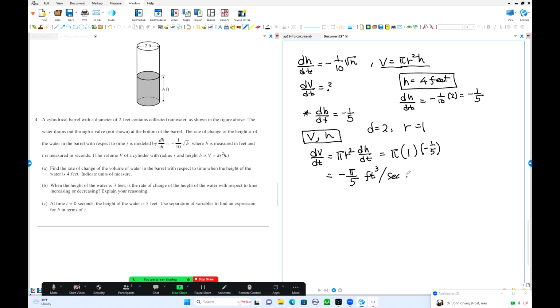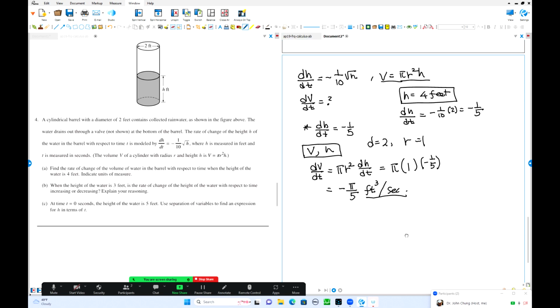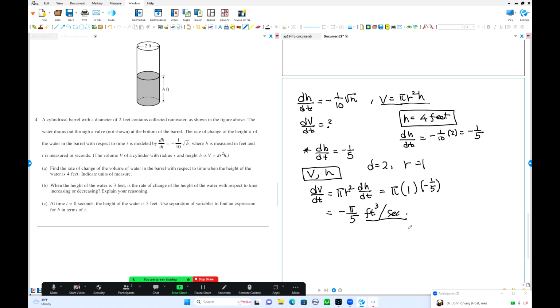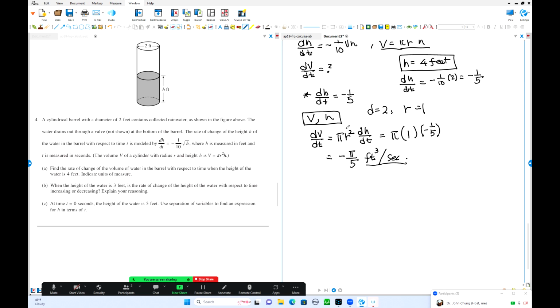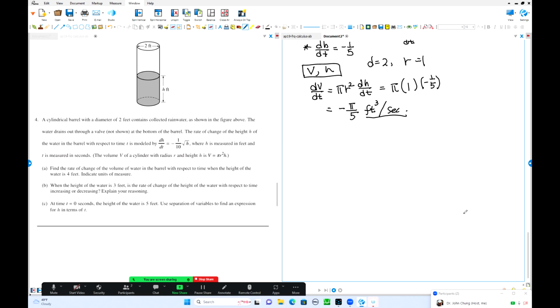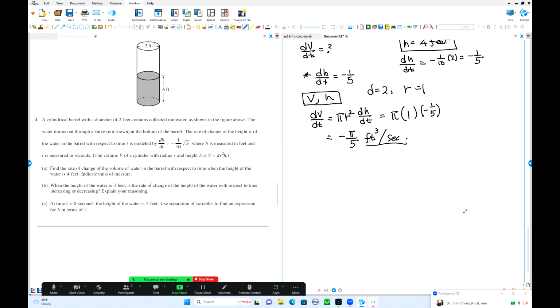I think number 8 is okay, right? They said to indicate the unit of measure, so we have to write the proper unit there. Yeah, that is number 8. All right, number 2 there.